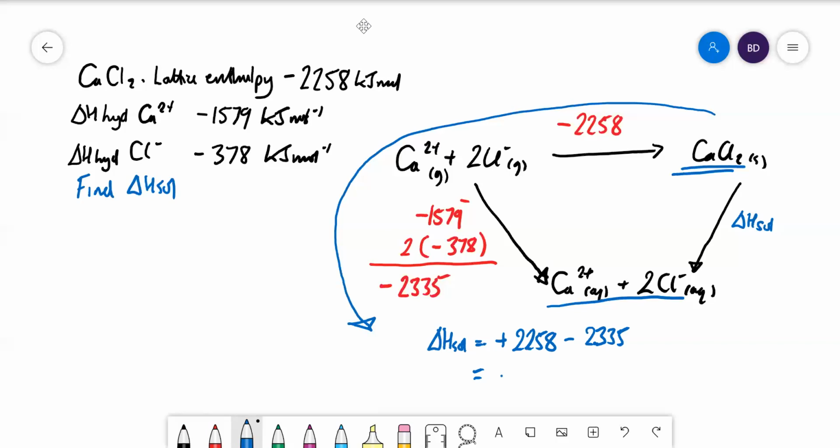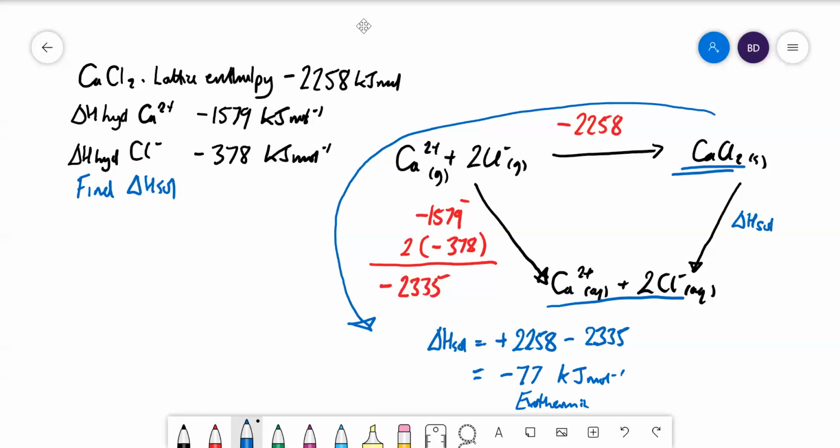Which is going to be minus 77 kilojoules per mole. And that's enough so that when you dissolve calcium chloride in water, you do notice that it gets pretty warm. Okay, so that is exothermic. And you can see there, why is it exothermic? Well, it's because the energy that you get out from hydrating the ions is slightly more than the energy you have to put in to break up the lattice.